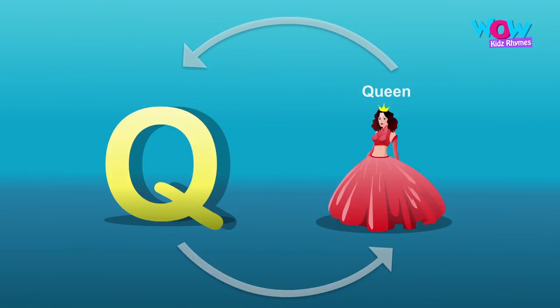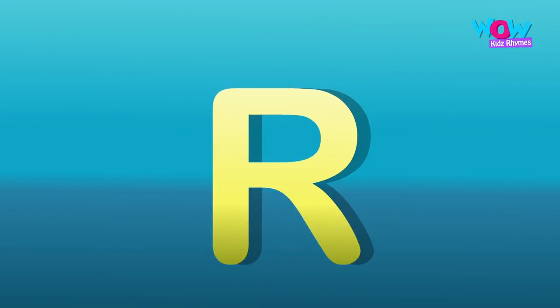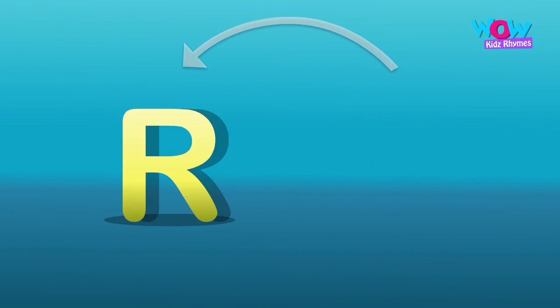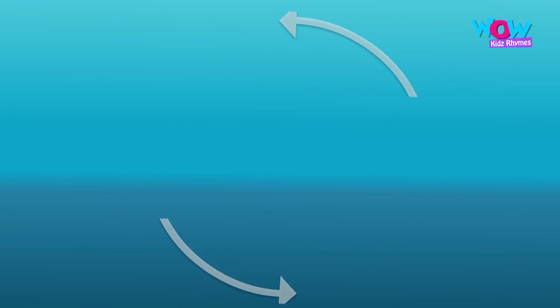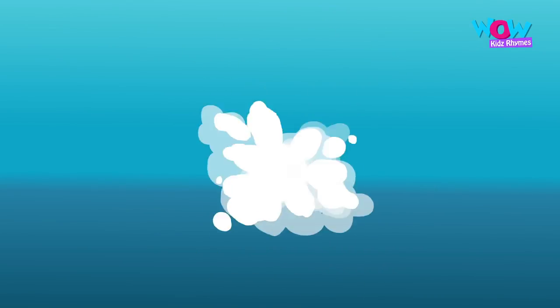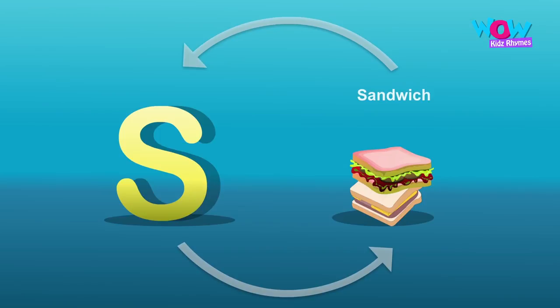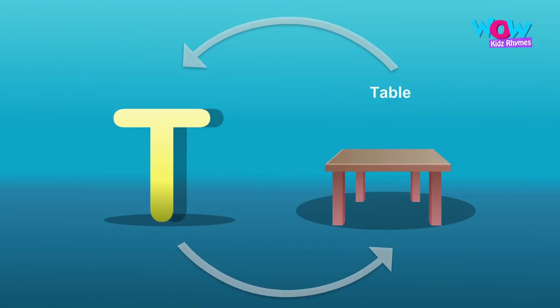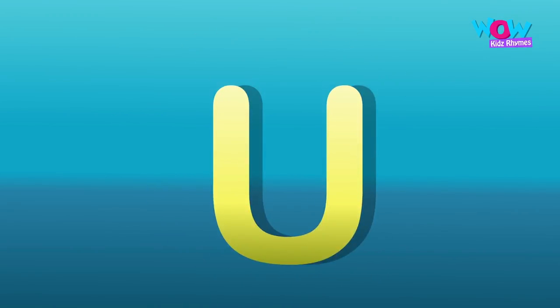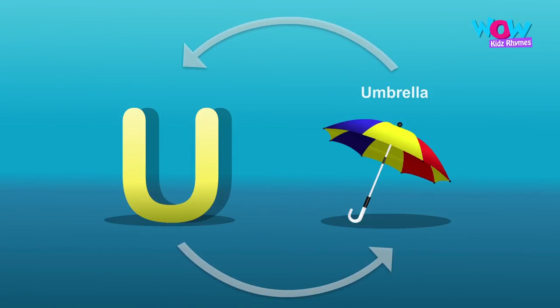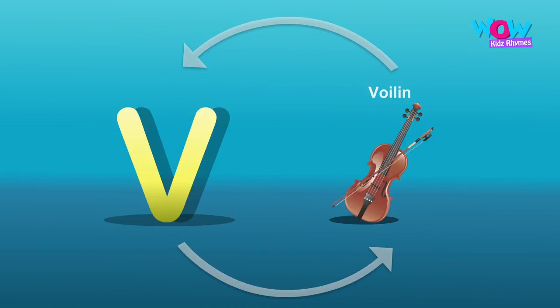Q. Q for queen. R. R for rabbit. S. S for sandwich. T. T for table. U. U for umbrella. V. V for violin.